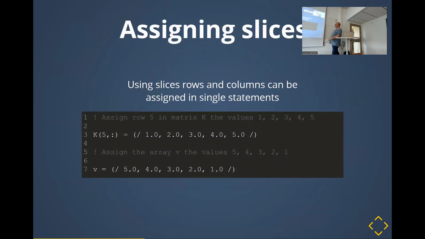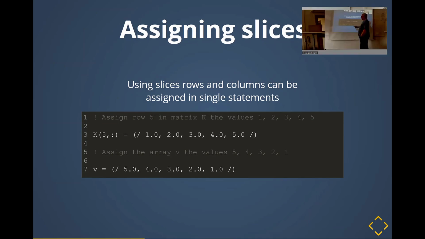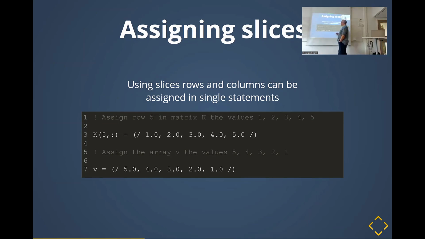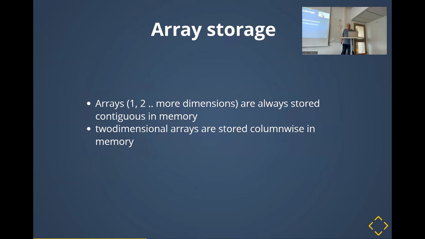You can also assign slices like this. So you can have an array here of 5 by 5. You can do all the columns here. So this is row 5, and here are the values for row 5. And here you can also add, that's the same thing I showed before. So assign the array values 5 for row 5.